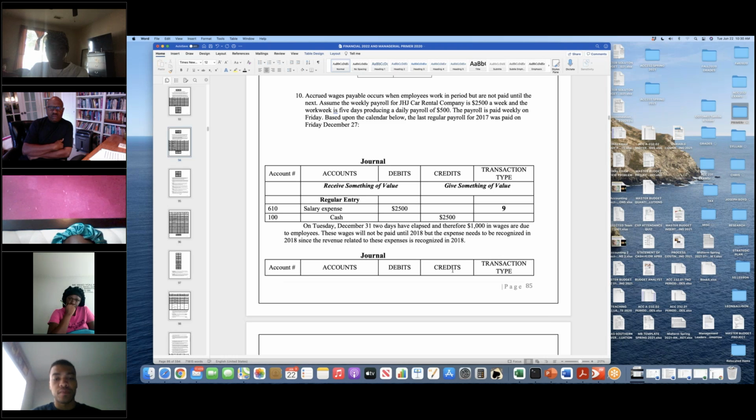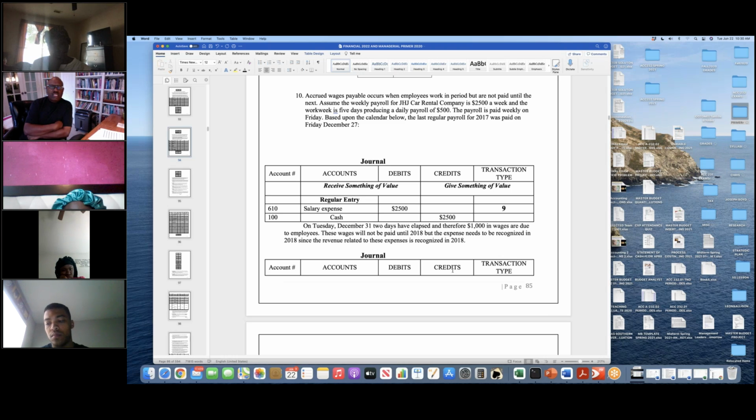Accrued wages. We all work and are paid later. Assume employees work but are not paid until the next week. Assume the weekly payroll is $2,500 a week. So the workers are paid $2,500 a week, which means they're getting $500 a day. And the payroll is paid weekly on Friday.